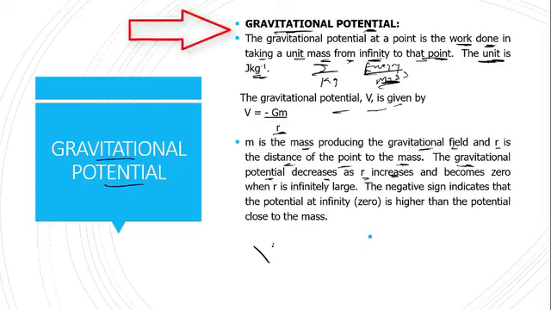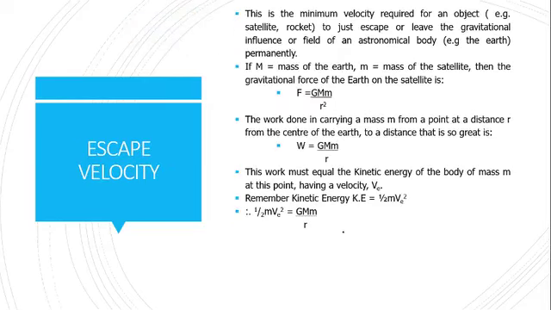So we say the gravitational potential is inversely proportional to the distance, and at infinity it becomes zero when r becomes so large. The negative sign in front of this equation indicates that the potential at infinity, or zero, is higher than the potential that is closer to the mass.